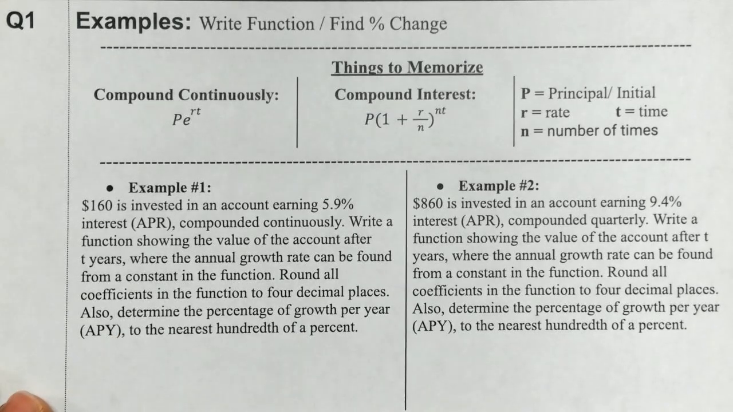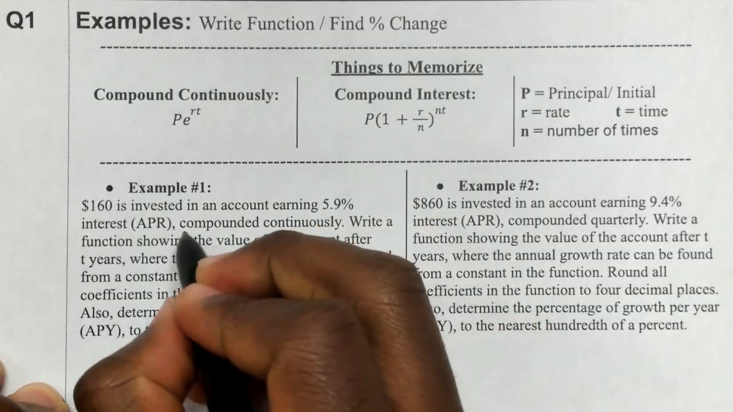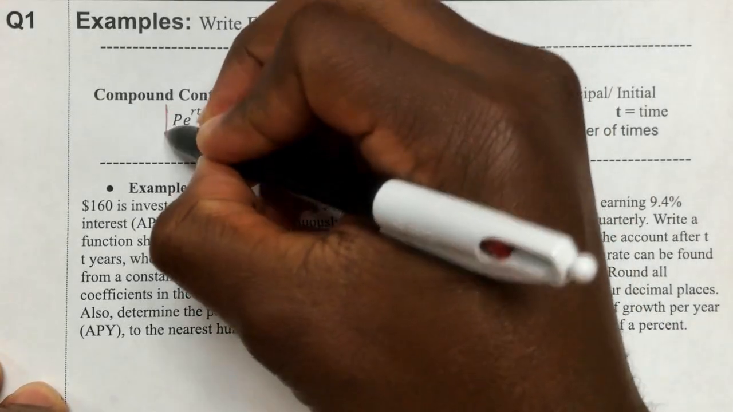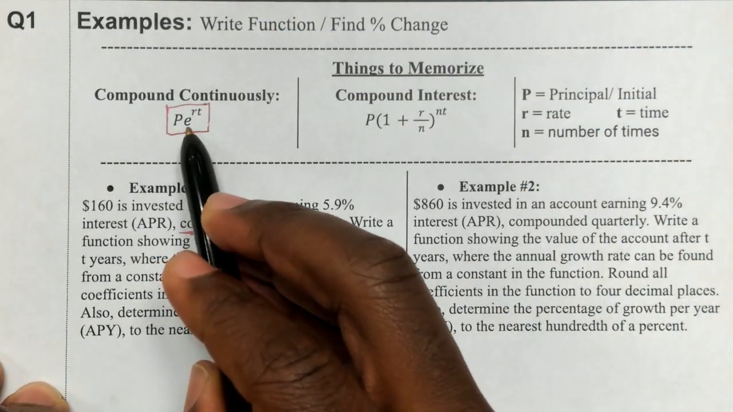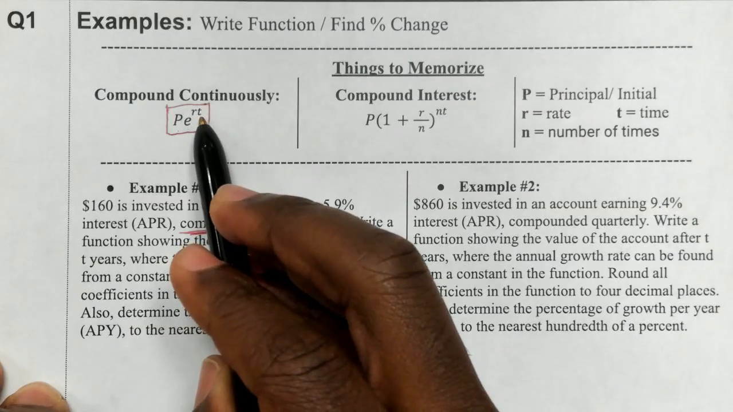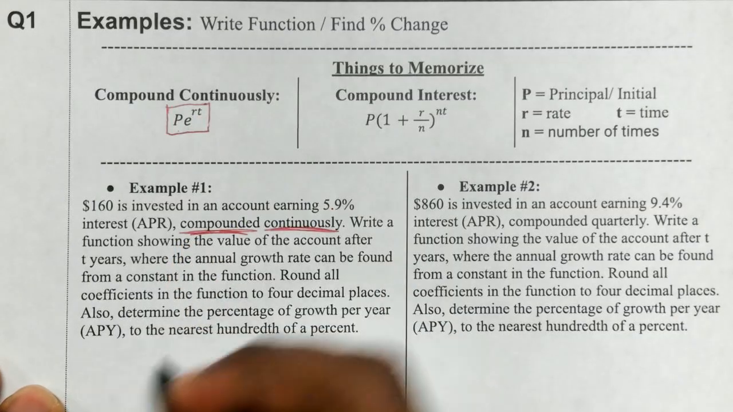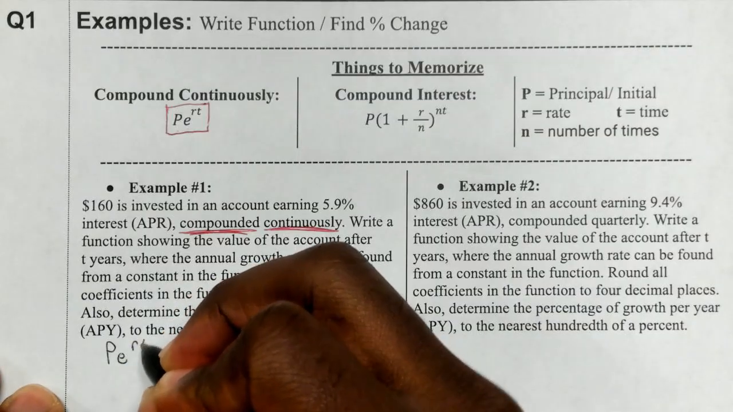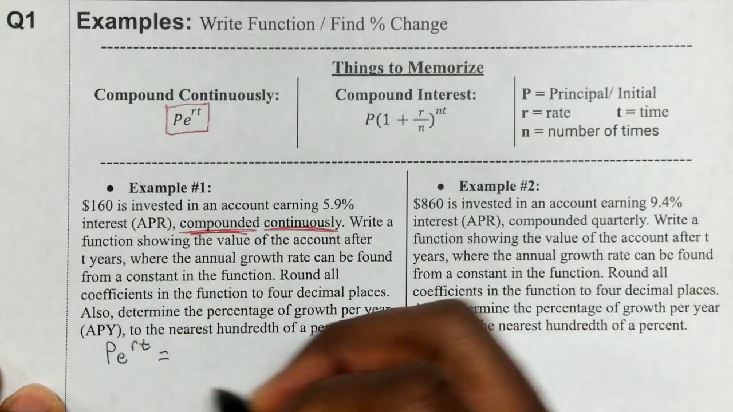Okay, so when we're doing this, guys, the thing that should pop out to you primarily is the fact that it says it's compounded continuously. Whenever it's compounded continuously, you use the formula Pe to the exponent rt. So in this case, that's the formula we're going to use for this question. Pe to the exponent rt. So this is going to be the setup we're going to use.